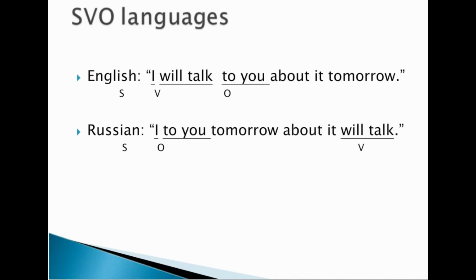Subject-Verb-Object. Subject-Verb-Object, SVO, is a common sentence structure for most languages, where the subject comes first, the verb second, and the object third. Let's take a look at the first example.